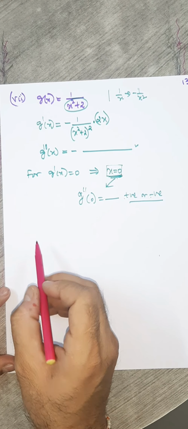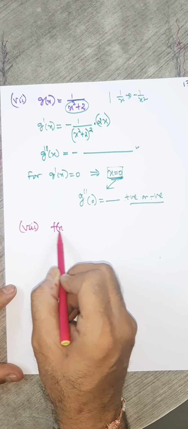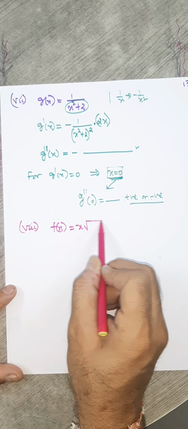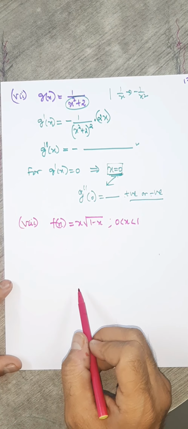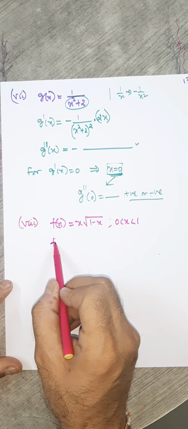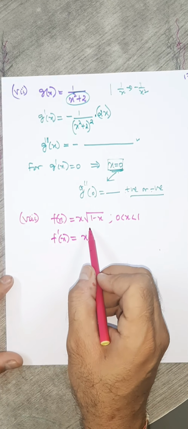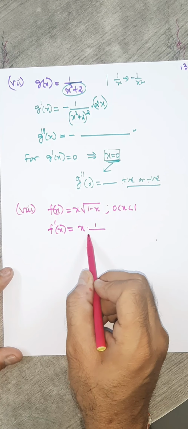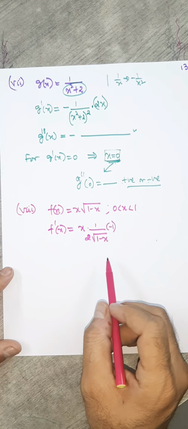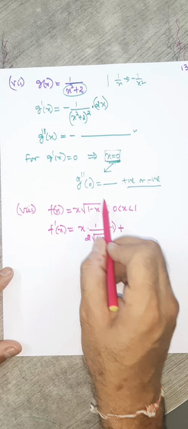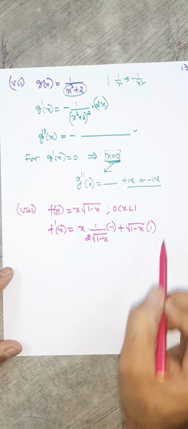So in the 8th question, the function is given: x into root 1 minus x, on the open interval 0 and 1, where 0 and 1 are not included. We differentiate it, and we need to use the product rule. x as it is, times the derivative of root 1 minus x, which is 1 upon 2 root 1 minus x by chain rule into minus 1, plus root 1 minus x as it is, times the derivative of x, which is 1.